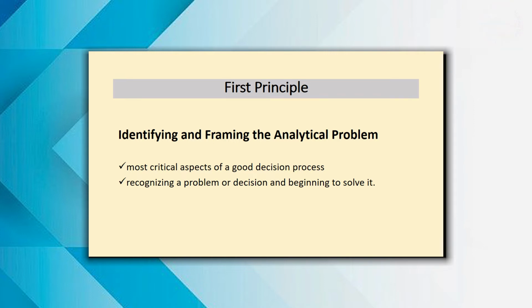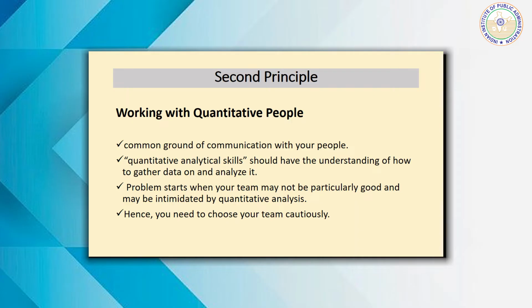Coming to the second principle, which is working with quantitatively oriented people. A very clear message is you need to find a common ground of communication with your people. Your quantitative analytical skills should include an understanding of how to gather the data and how to analyze it. It's really important for administrators to establish a close working relationship with their team. You need to communicate quantitatively with them about the issues at work.